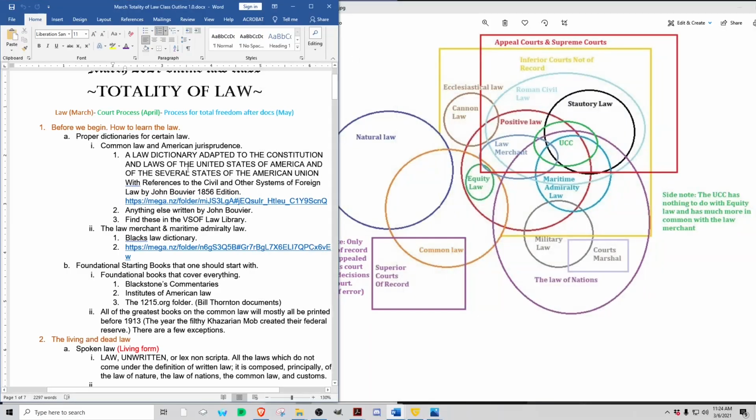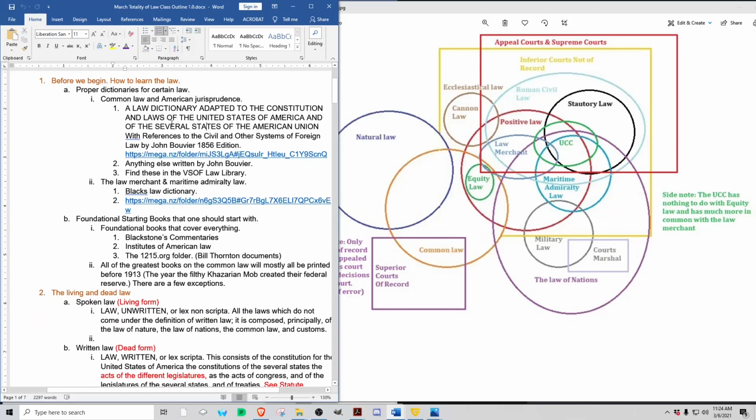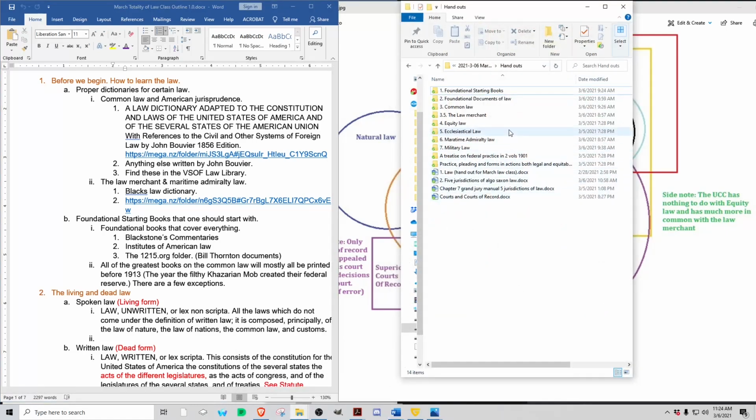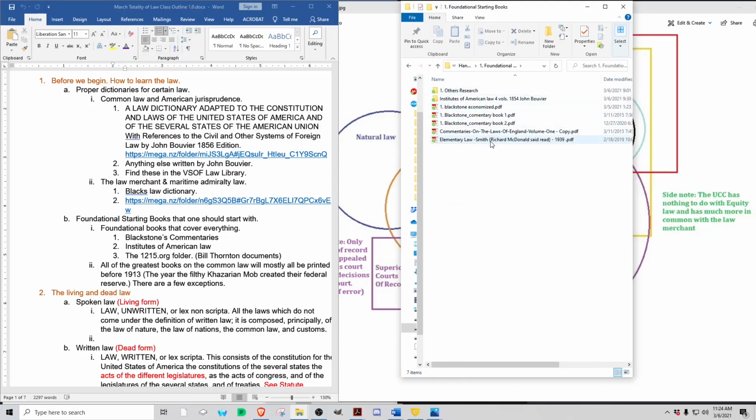So a lot of the definitions I'll be talking about today will be coming from Bouvier's, but some will be coming from Black's or from other references of law, mostly treatises on law. And with that, the foundational starting books everyone should start with have not changed for hundreds of years. Blackstone's Commentaries, which in the handouts will be under foundational starting books. So it's under handouts and then foundational starting books. I've given everyone several different copies of Blackstone's Commentaries. There's the entire Blackstone's Commentaries here, which is the commentaries on the laws of England.